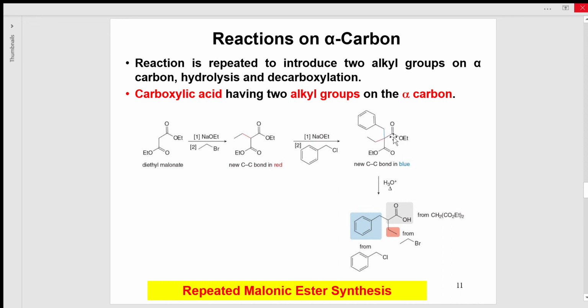Now we have two esters at the beta position. If this is the ester, this is a beta ester. If this is the ester, this is also a beta ester. So we can hydrolyze the two esters in acid conditions. Two esters form two acids, because the two acids are at the beta position of each other.